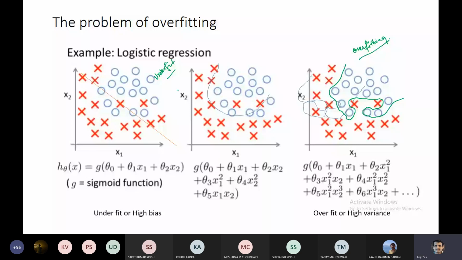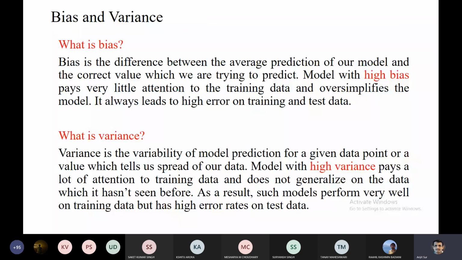Okay. Now the question: what is bias, what is variance? I will first read it out, then explain. What is bias? The bias is the difference between the average prediction of our model and the correct value which we are trying to predict. Okay. So that is the basic understanding, that somewhat it is that difference with the average prediction of our model.